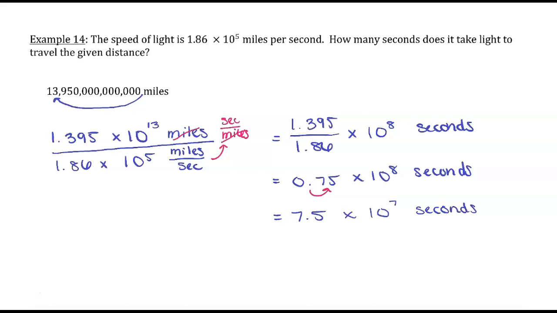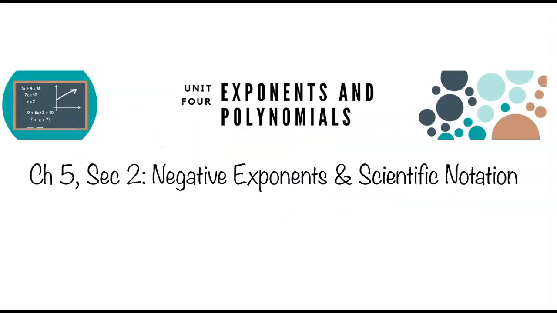And that's how many seconds it takes light to travel that far. If you'd like to switch back to standard notation, we would simply move the decimal place to the right 7 places. This gives us 75 million seconds. And that will conclude this video lecture on negative exponents and scientific notation.